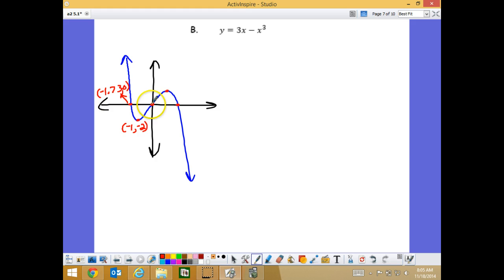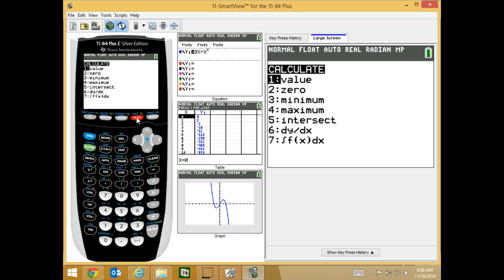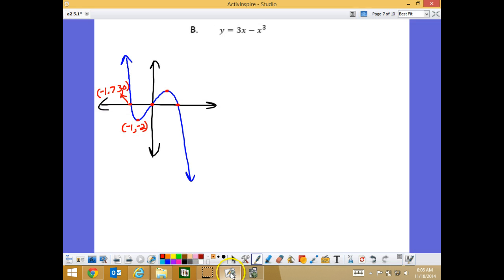Now, this looks like it's a point 0, 0. We can confirm that by calculating another zero there. So I'm going to calculate a zero, and I'm to the left of that. And I'm going to right arrow until I'm to the right of that zero, right about there. And it is in fact 0, 0.